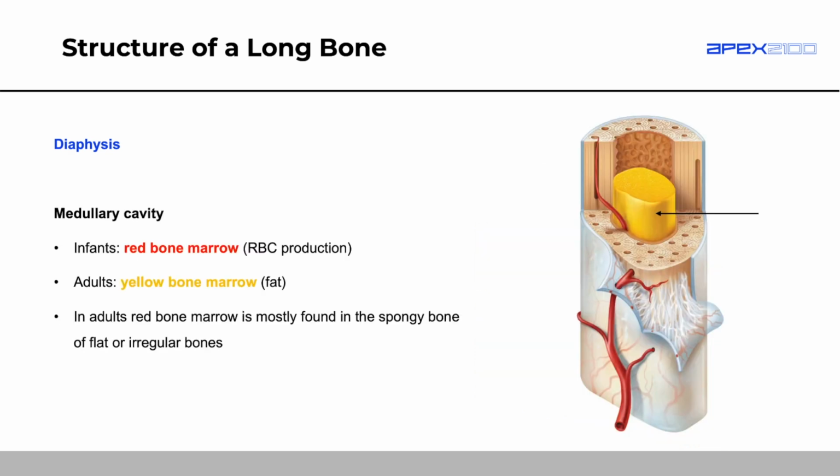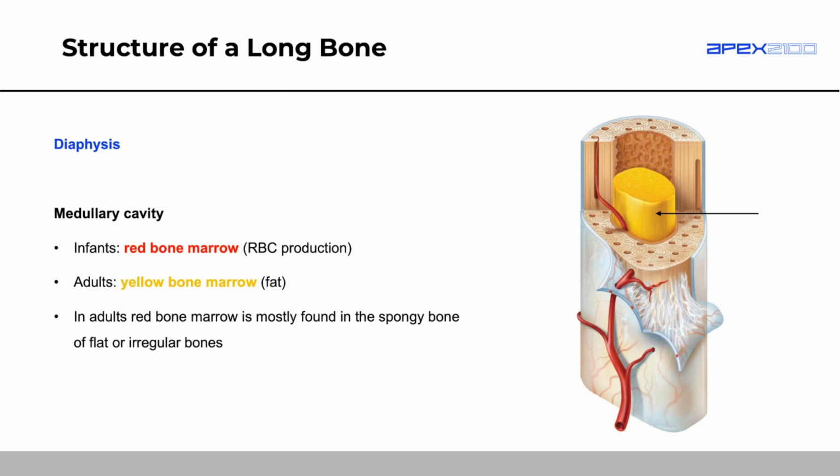Now, the specific name for where the bone marrow is called the medullary cavity. So within this medullary cavity, we've got spongy bone, and we also have bone marrow. So in infants and young children, we have red bone marrow located in this medullary cavity. And the red bone marrow produces red blood cells, which we know are important for carrying our oxygen around in the blood.